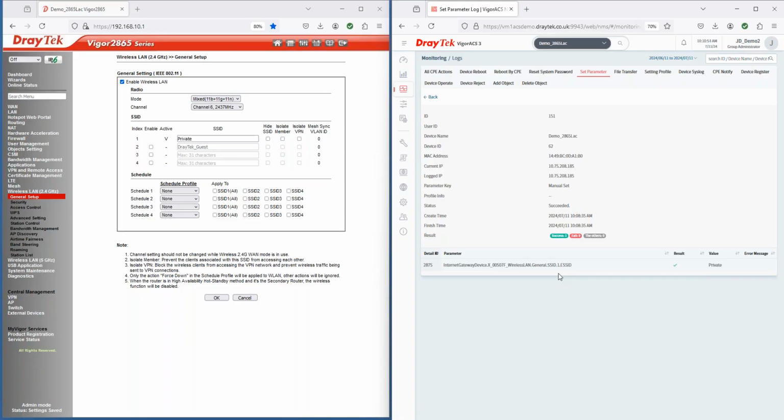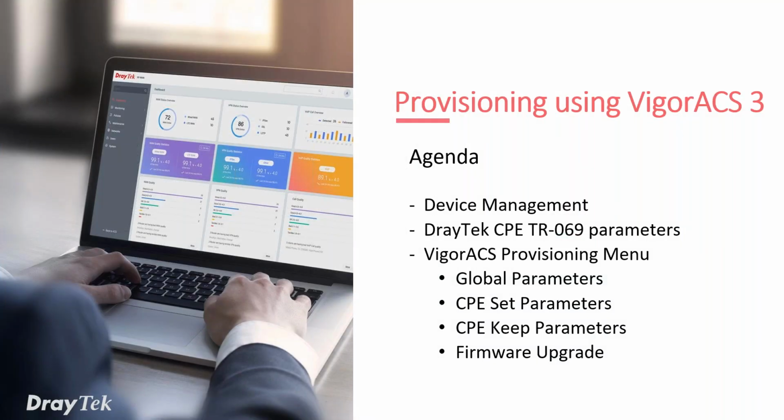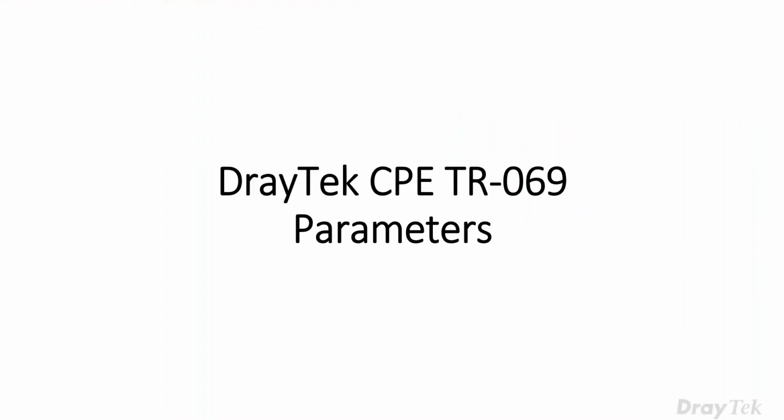So that's an understanding there really of how Vigor ACS is making changes to the device using the TR069 protocol, and the many TR069 parameters supported by the devices. If we go back to the slides here, let's look a little bit more into the DrayTek CPE TR069 parameters supported, specifically for this Vigor 2865 series router.